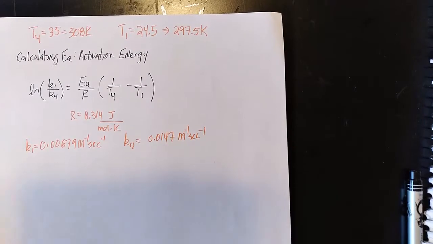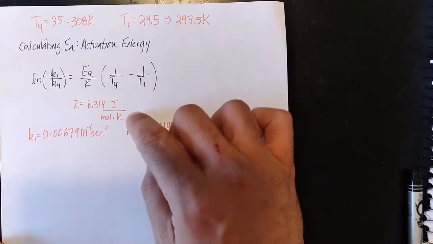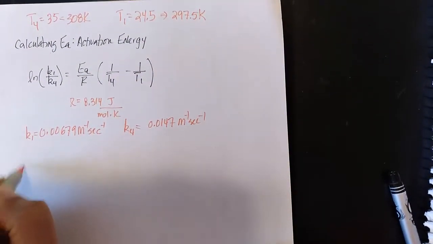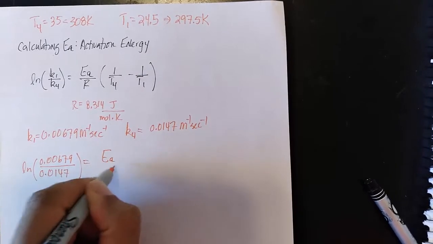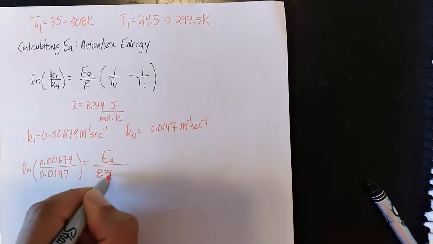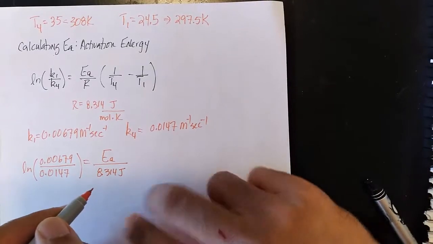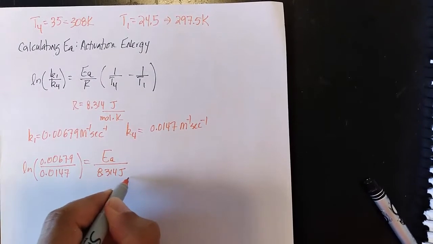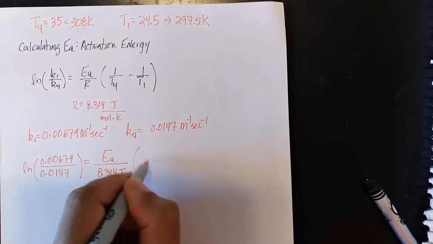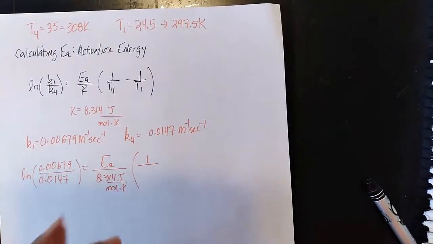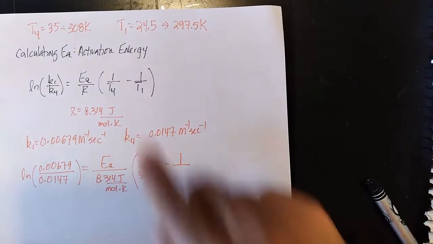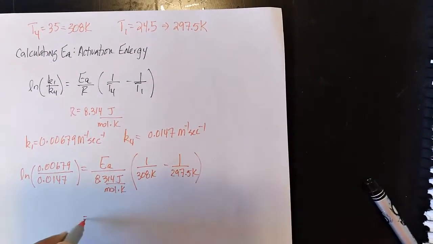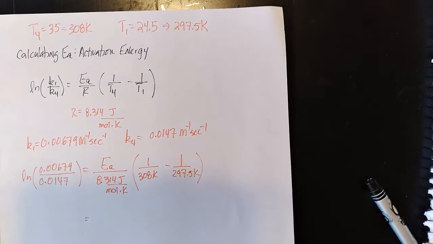Activation energy is an energy, so it's going to probably be in joules. Actually, I'm thinking it's going to be joules per mole. All right, let's put in our numbers here. The natural log of K1 over K4 equals EA, that's what we're trying to solve for, divided by 8.314 joules divided by mole Kelvin, times 1 over T4, which is 308 K, minus 1 over T1, which is 297.5 Kelvin.